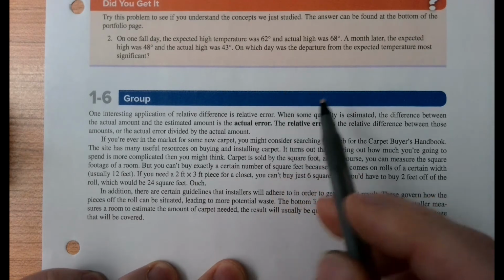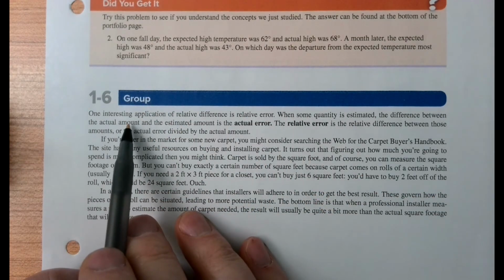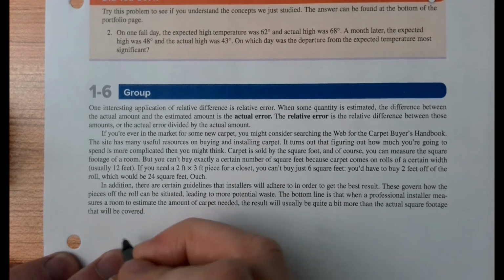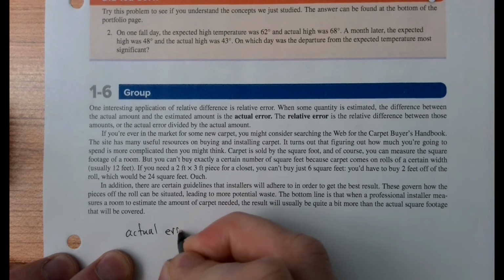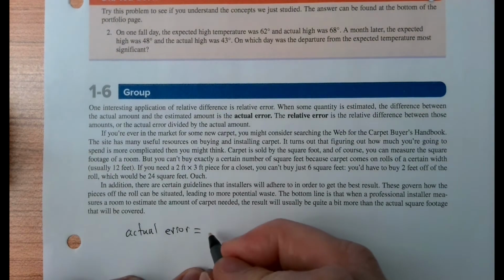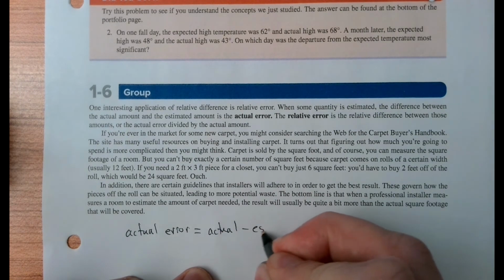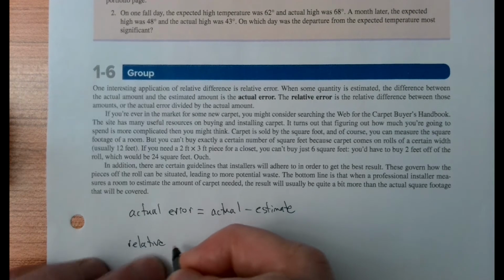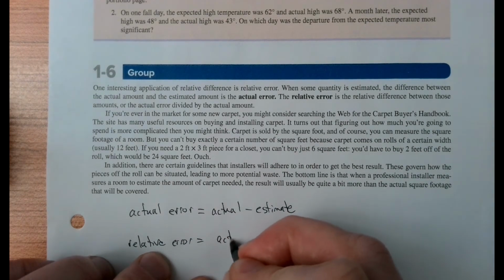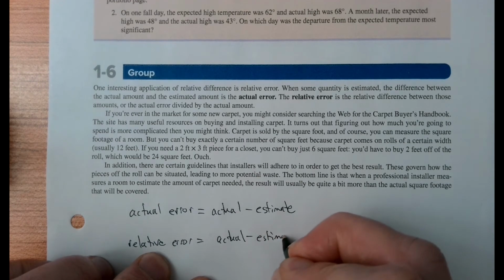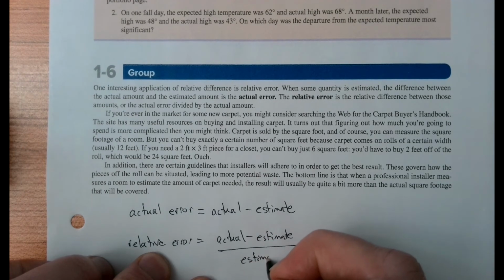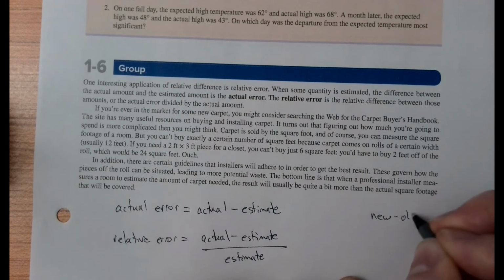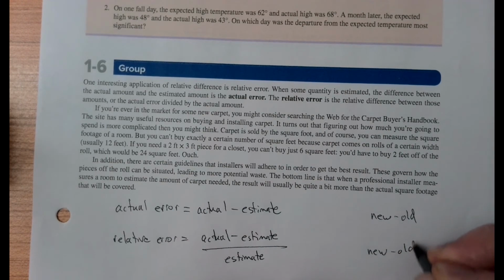So, for example, when you look at page 72 at the bottom of the page, we're told that the difference between the actual amount and the estimated amount is called the actual error. So I'm going to write that down as a formula. Actual minus estimate. And then the relative error would become actual minus estimate divided by estimate. In terms of before, when we just talked about difference, we said new minus old, and then relative difference, new minus old divided by old.